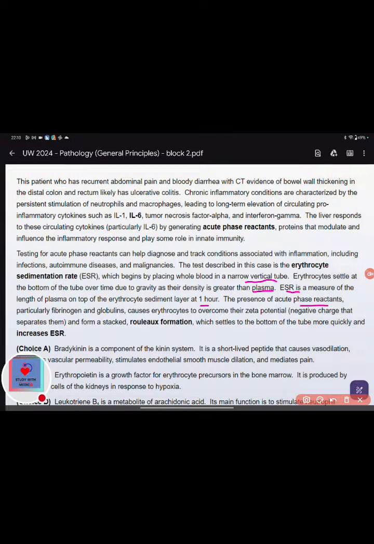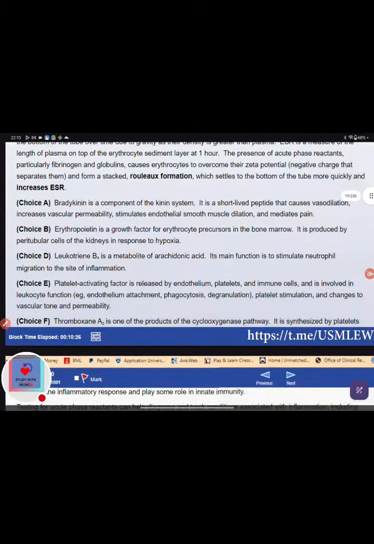The presence of acute phase reactants, particularly fibrinogen and globulins, causes erythrocytes to overcome the zeta potential, that is the negative charge that separates them, and form a stack. All cells have a negative charge, and erythrocytes have a negative charge too. So they overcome the zeta potential because of acute phase reactants, that is fibrinogen and globulins. They form a rouleaux which settles to the bottom of the tube more quickly and increases the ESR. This is mostly looking like a physiology question.